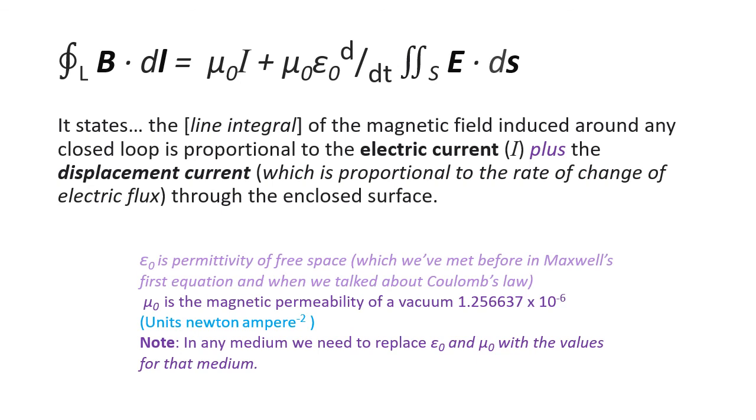Now you'll notice in this equation there are two constants, mu naught and epsilon naught. Epsilon naught we've met before, the permittivity of free space. Mu naught is the magnetic permeability of a vacuum. In any medium we would need to replace both epsilon naught and mu naught with the values for that medium, but for the purposes of this talk we're just assuming it's in a vacuum.